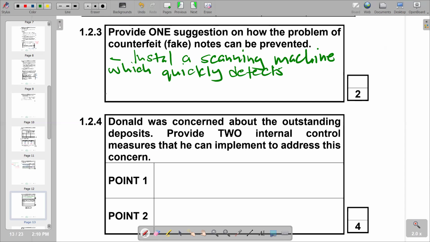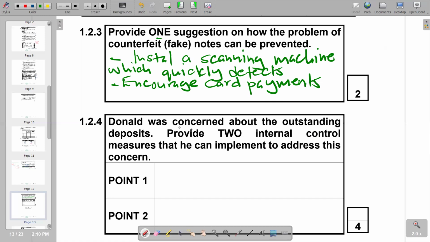Then also you can use a method of encouraging card payments at the till, so that we don't have scenarios of counterfeit notes. Encourage card payments can also be a point, but our question is only looking for 1 point. So we go to the second point.